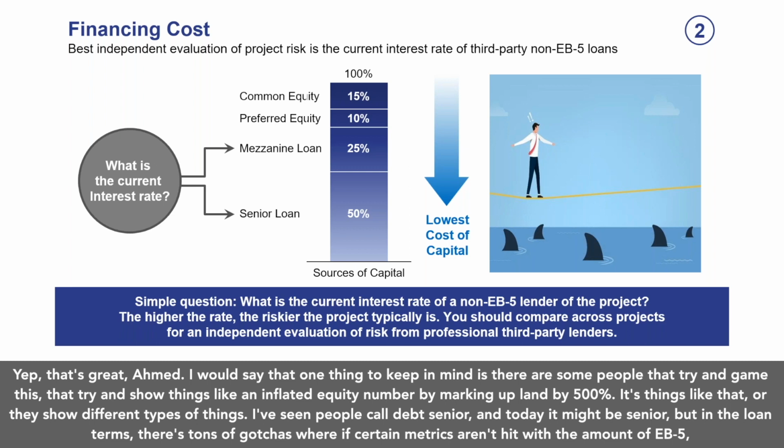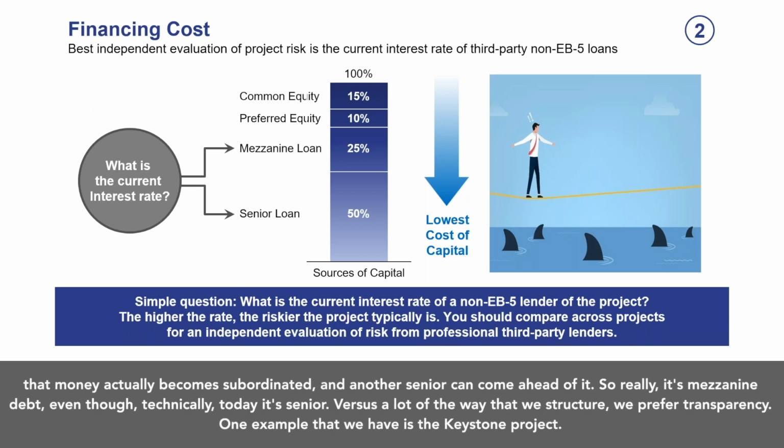And I would say that one thing to keep in mind is there are some people that try and game this, that try and show things like an inflated equity number by marking up land by 500%. It's things like that where they show different types of things. Other ones will, I've seen people call debt senior, and today it might be senior, but in the loan terms, there's tons of gotchas where if certain metrics aren't hit with the amount of EB-5, that money actually becomes subordinated. And another senior can come ahead of it. So really it's mezzanine debt, even though technically today it's senior.